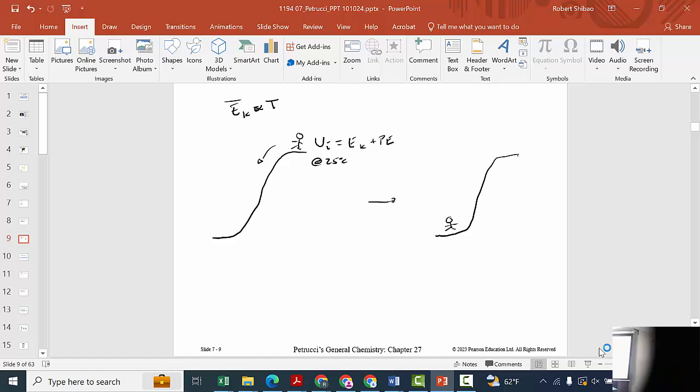The person slides down the slide, and then we have U final. U final is equal to the sum of its kinetic energy plus potential energy. All right, let's say the temperature of that day is 25 degrees C. So if the initial temperature is 25 degrees C and the final temperature is 25 degrees C, was there any change in kinetic energy?